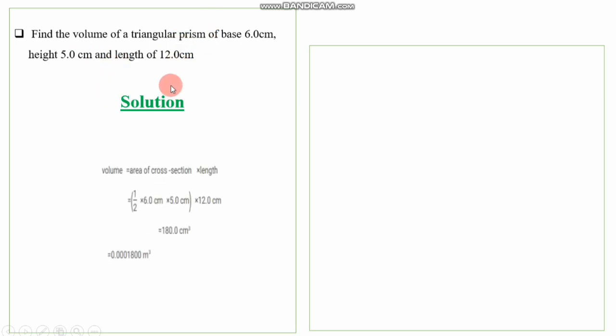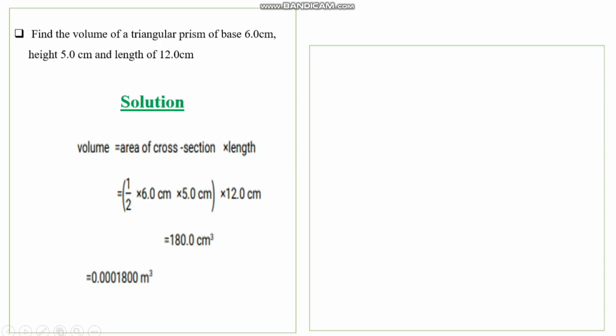So the volume is calculated by the cross-sectional area times length, which is a half, times 6 centimeters. 6 centimeters is the base, and 5 centimeters is the height, and 12 centimeters is the length. This one gives you 180 cubic centimeters. We can also convert that one to SI units, and you get 0.001800 cubic meters.